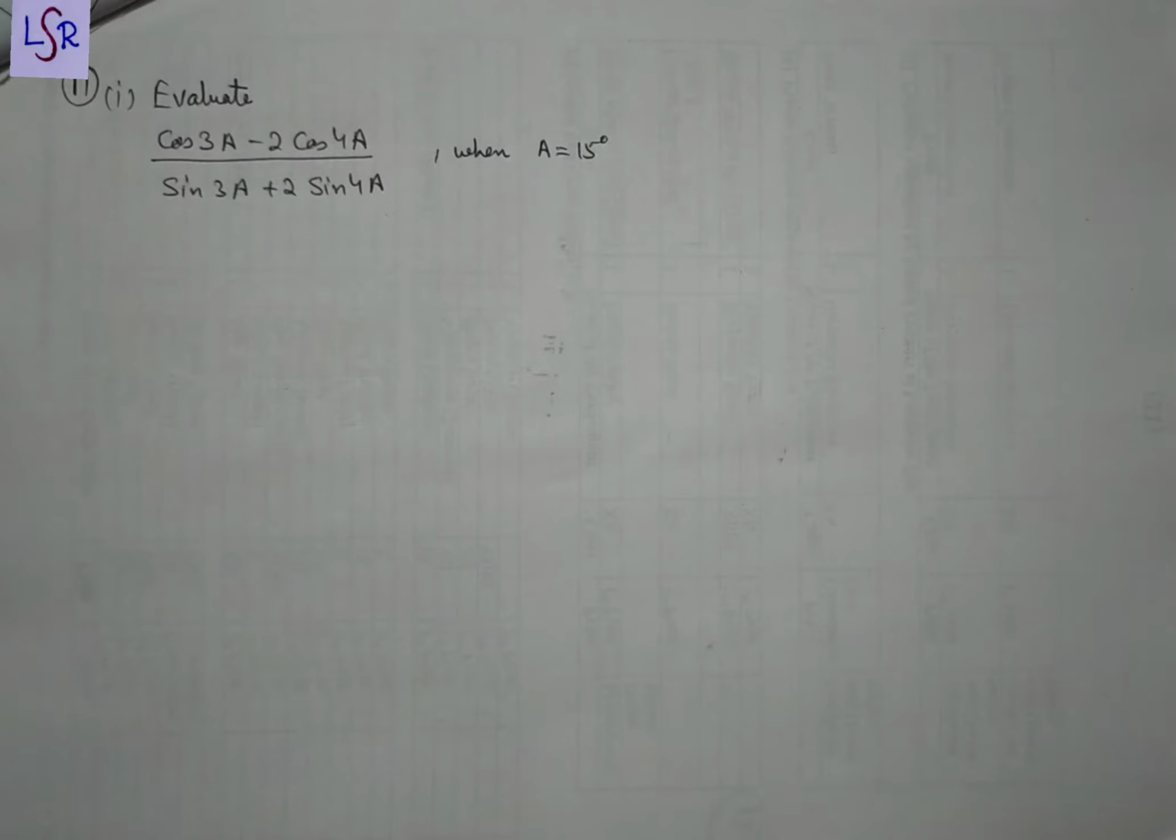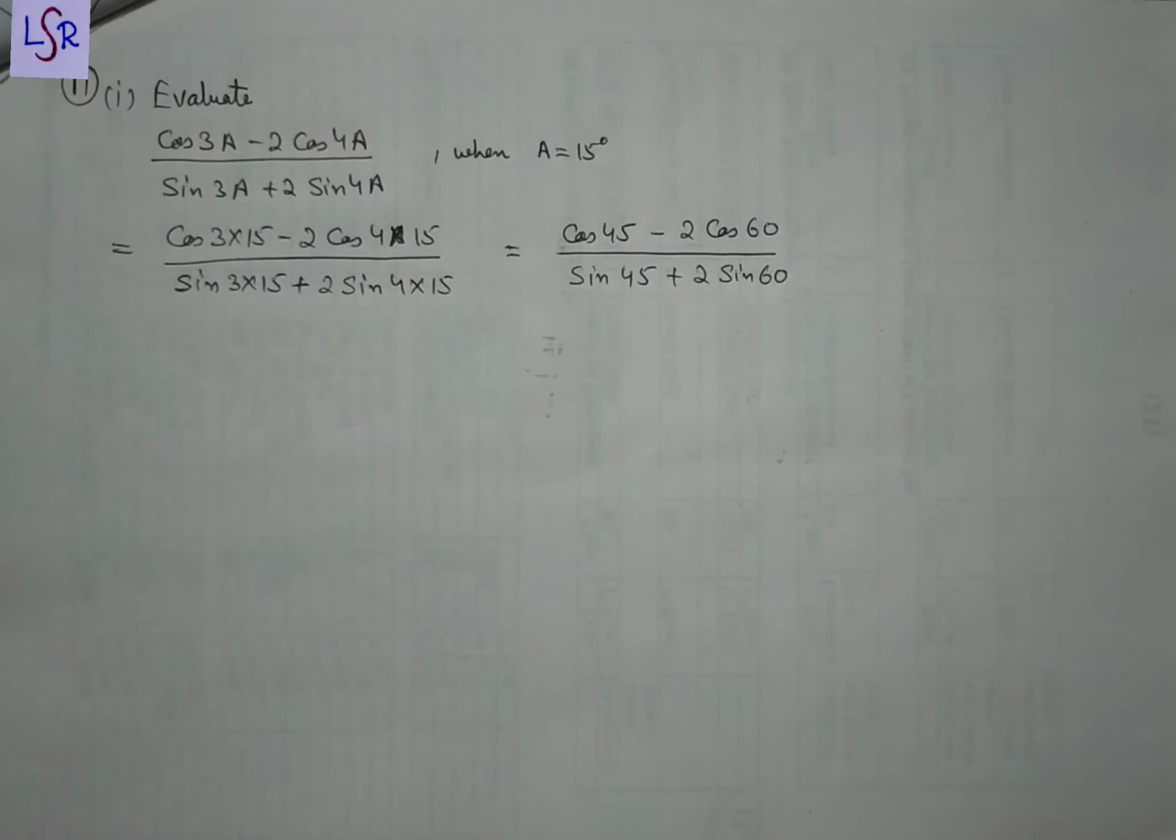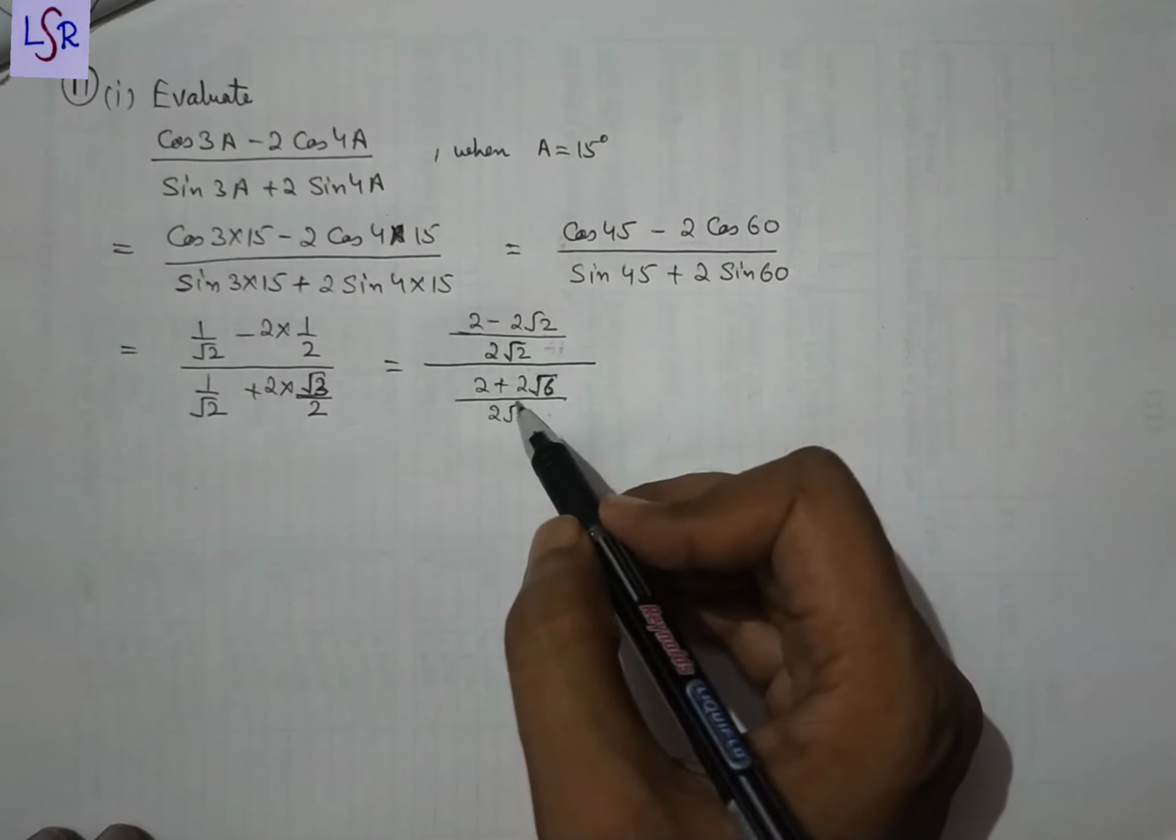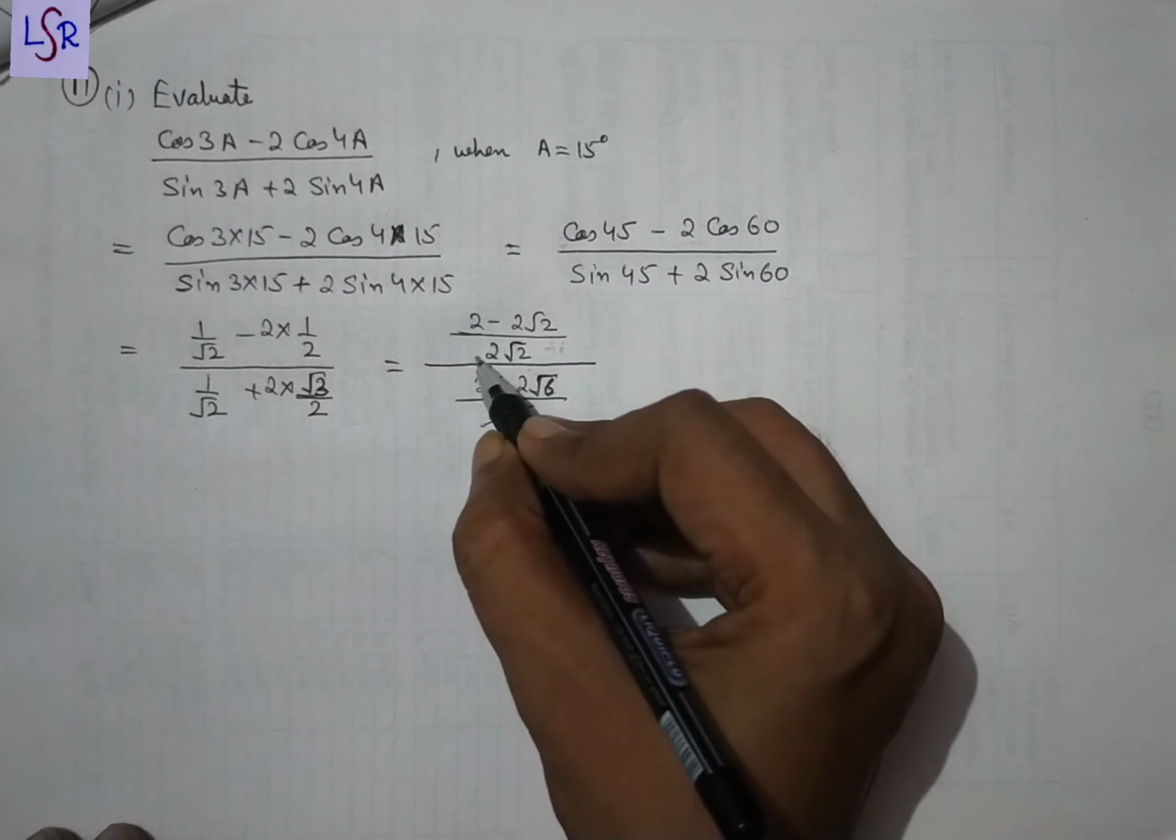Now let's see question number 11. Here we have to evaluate (cos 3a minus 2 cos 4a) upon (sin 3a plus 2 sin 4a), where a is 15. Very first of all, we are going to place the value of a. Here we get this. Now we have multiplied it, and now we are going to place the values of trigonometrical ratios. After getting this, we are going to take the LCM in the numerator and the denominator, and after getting this, we can cancel out the denominator from both the numerator and denominator, and here we get this.